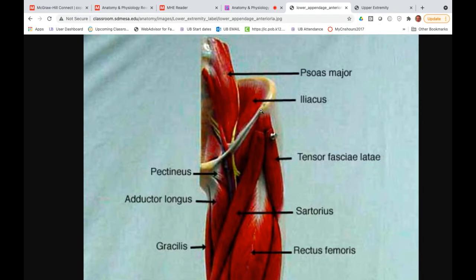This structure here, going from the ASIS, the anterior superior iliac spine, to the pubic bone, is the inguinal ligament. So both these bellies go under the inguinal ligament and attach on the lesser trochanter. So what do these two muscles do? These are the primary hip flexors. Hip flexion. If you were to raise your hip up like you're trying to walk up the stairs, that's hip flexion when the hip comes up.